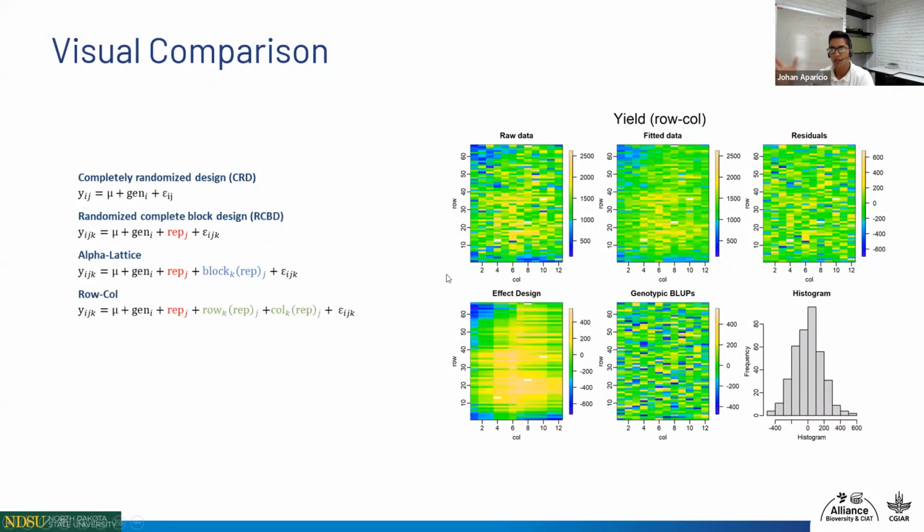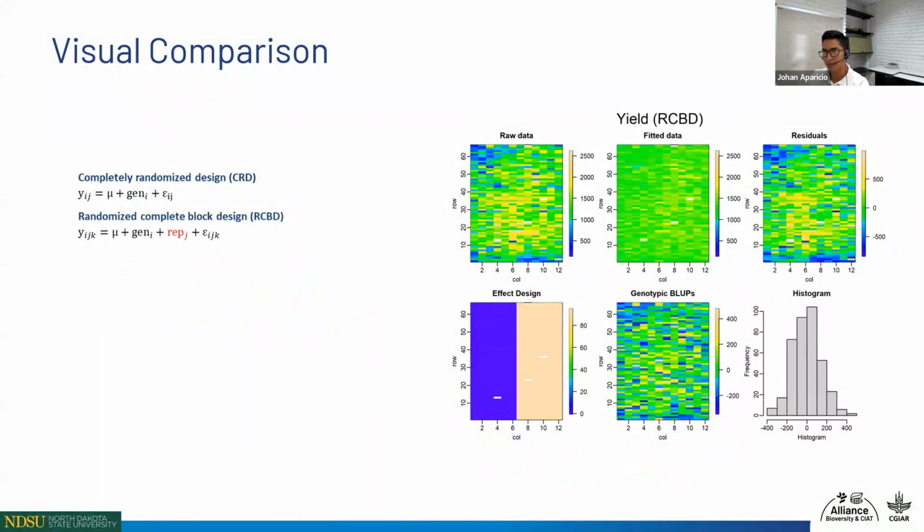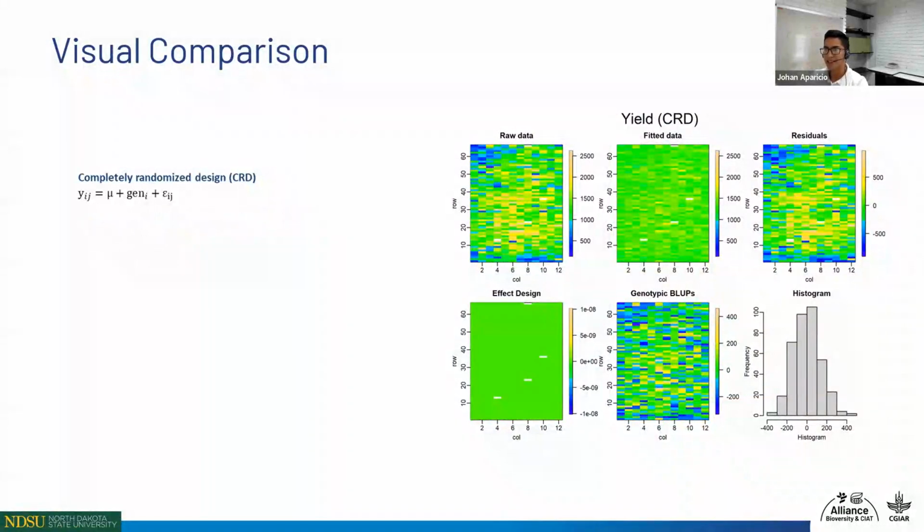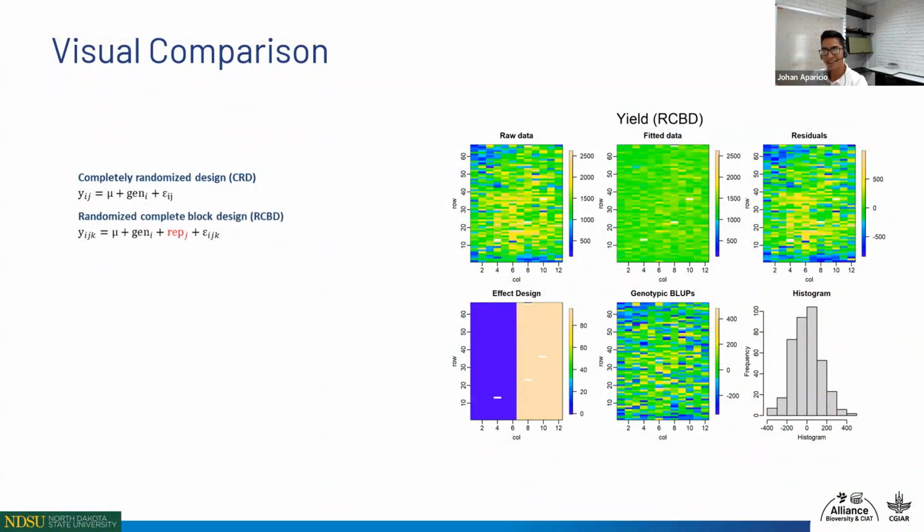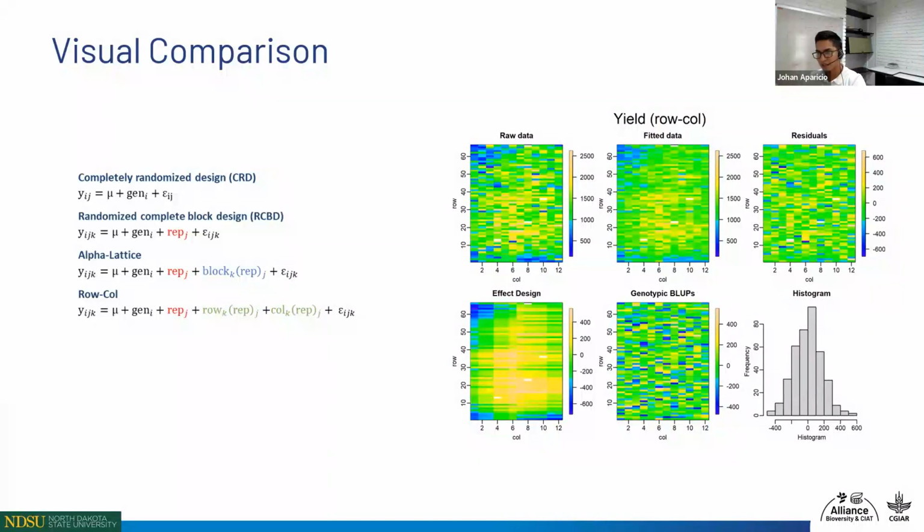Now, what if we add the row and column information? We can see here more pixels. And when I see this plot, it's like having a camera, where I am increasing the number of pixels of my camera. It's like the resolution. And this is the effects of the design.